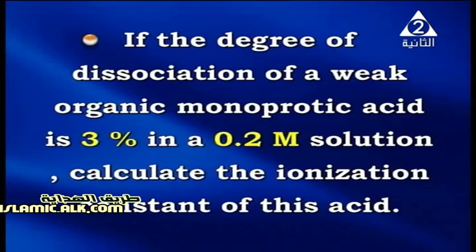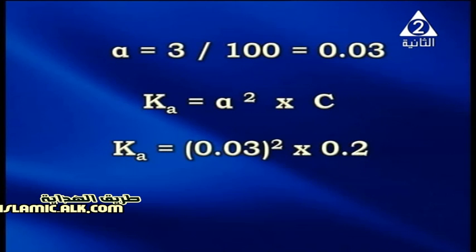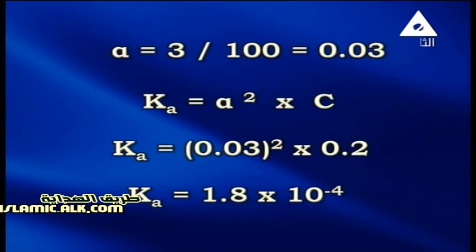Next example, if the degree of dissociation of a weak organic monoprotic acid is 3% in 0.2 molar solution, calculate the ionization constant Ka for this acid. Solution of the problem: alpha equals 3 over 100, so equals 0.03. So Ka equals alpha square times C. So Ka equals 0.03 power 2 times 0.2, so equals 1.8 times 10 to the power negative 4.